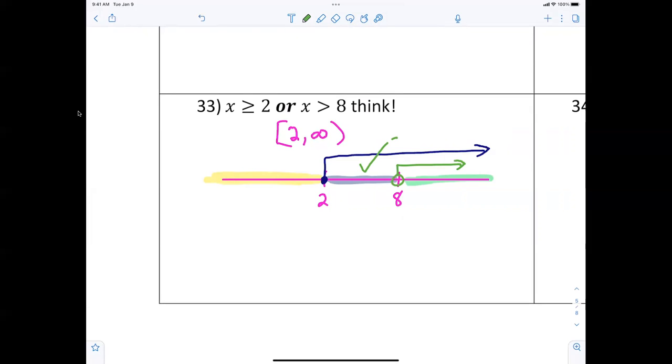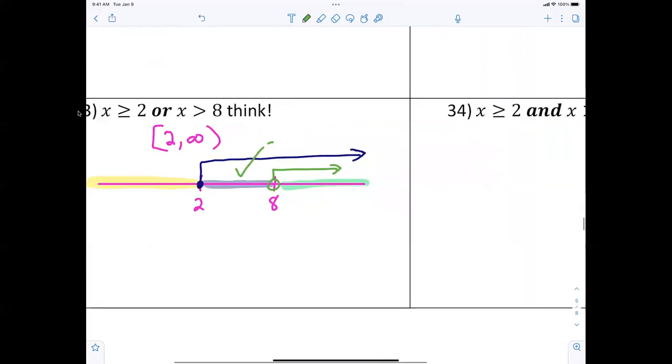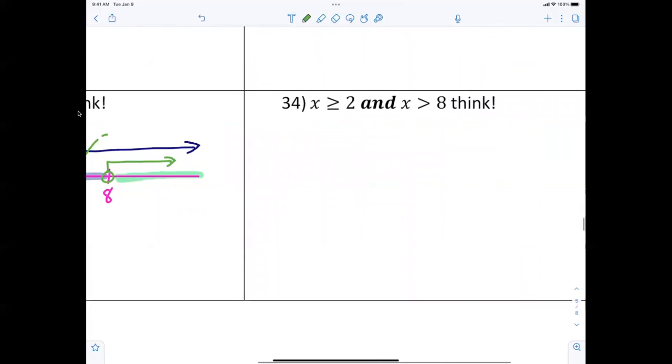All of them. Both. Right? The purple is true for how many? One. All right. That's how she figured out 2 to infinity. Now, those of you who were listening, please just try 34. Write down your answer.